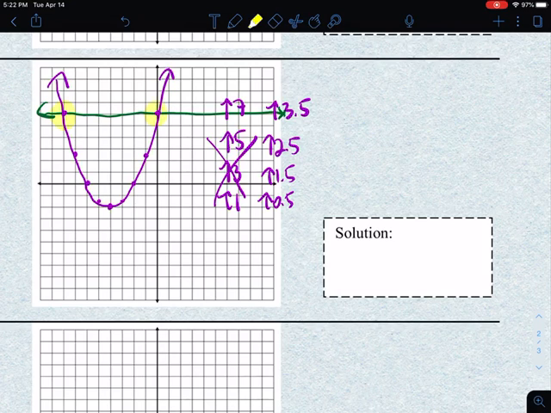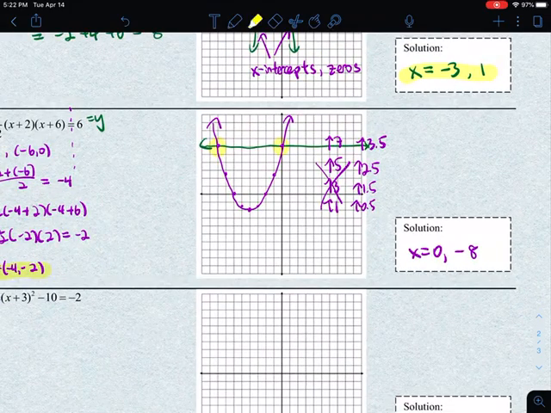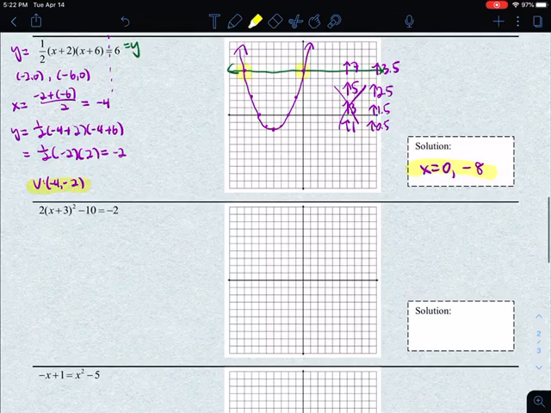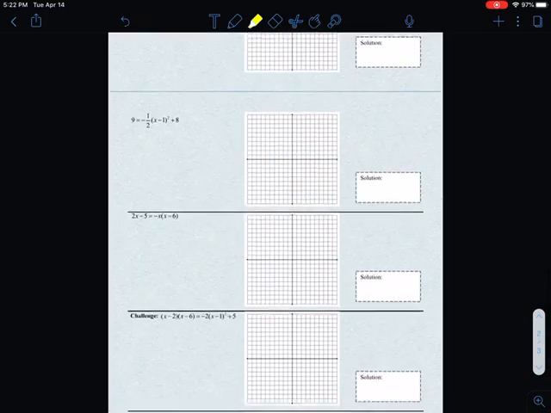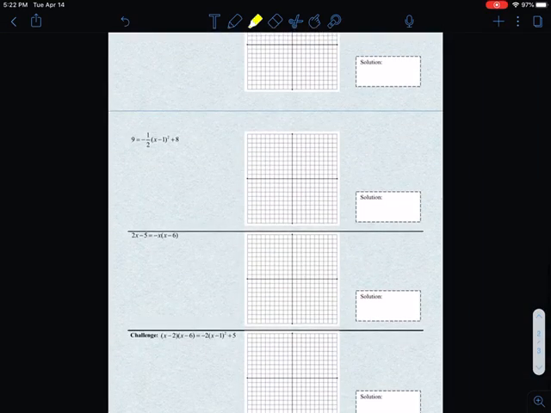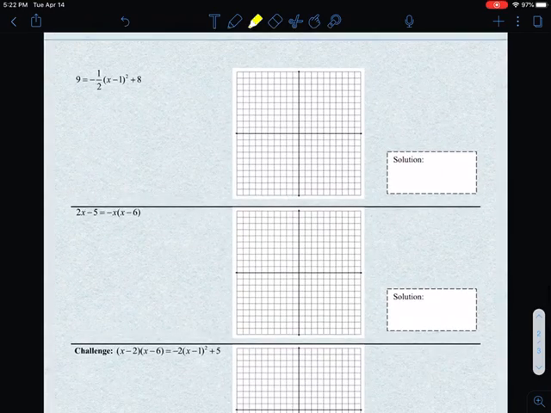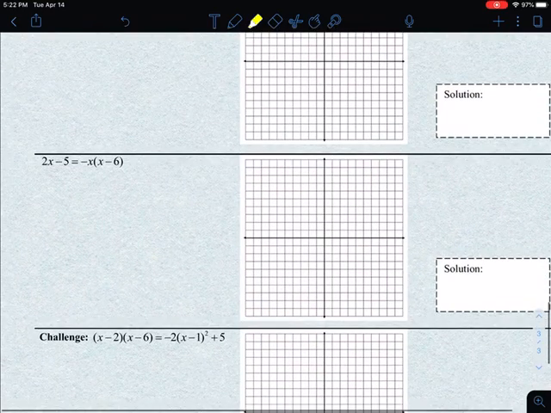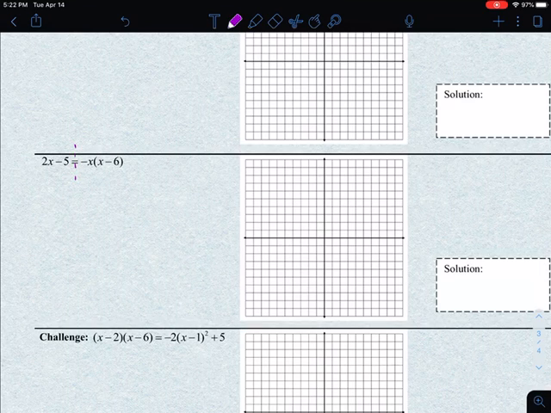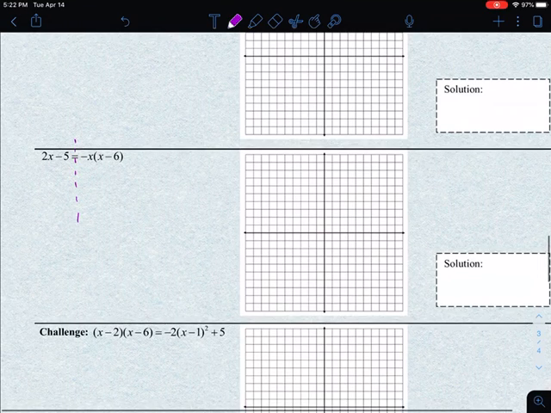And once again, for my points of intersection, I only care about the x values. So in this case, it looks like I have x equals 0 and -8. Okay, so I'll let you guys try a couple of these as well, but I do want to talk about one on the last page as well, just to see a more challenging type of problem.